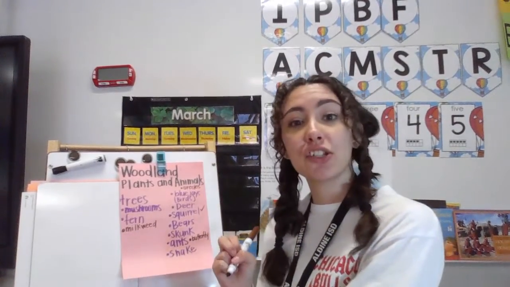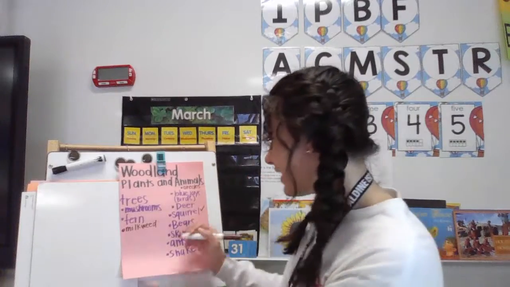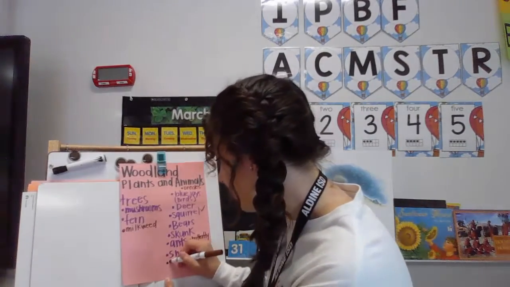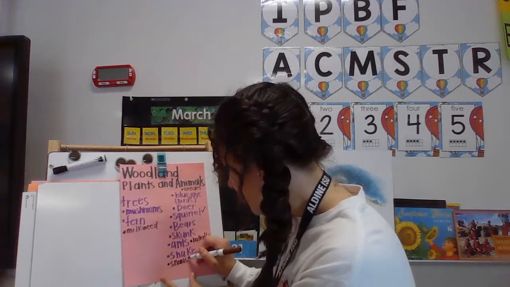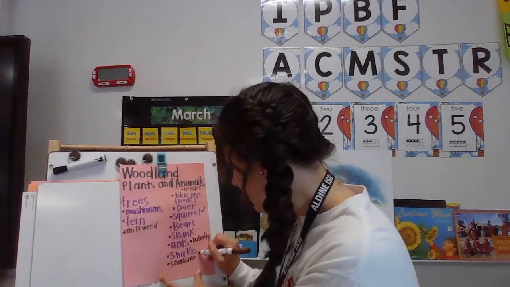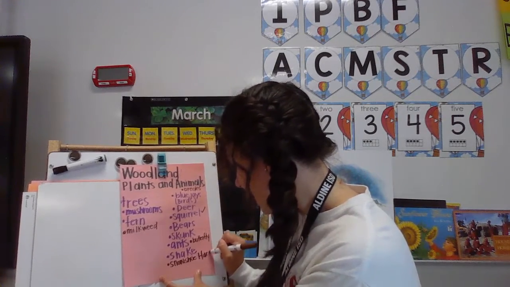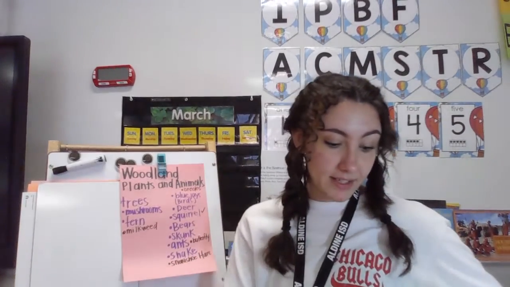Butterfly. All right, and let's think of one more animal that we saw. There was a big white rabbit, and that was called a snowshoe hare. Let's add that one to our list too. Snowshoe hare. A snowshoe hare is a type of rabbit.